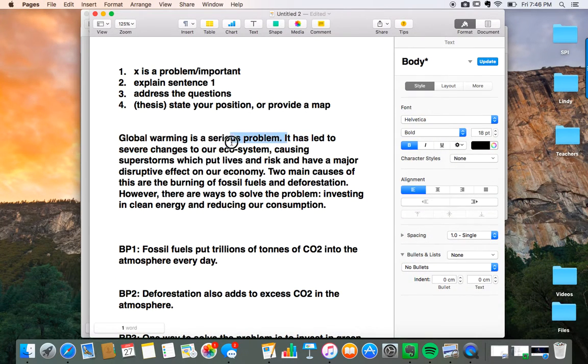It has led to severe changes to our ecosystem, causing superstorms, which put lives at risk, and have a major disruptive effect on our economy.